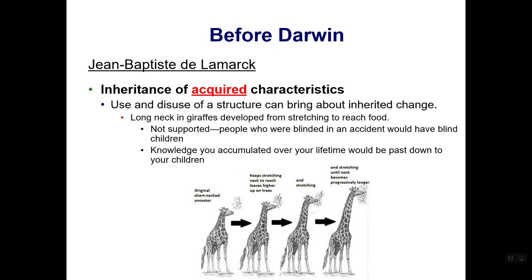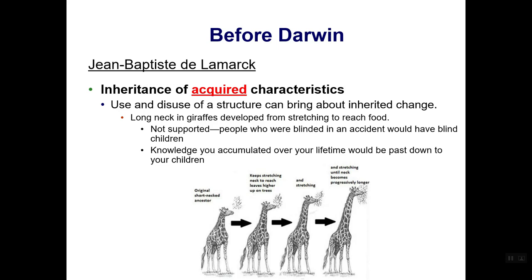However, that is not supported by scientific evidence today. And it wasn't supported by Darwin either. The reason for that is that if that were true, if we acquired characteristics over time, the people who were blinded in an accident, for example, would then also have blind children. If we acquire these characteristics and it altered our inherent traits, then whatever we acquired in life would be passed down to our offspring.